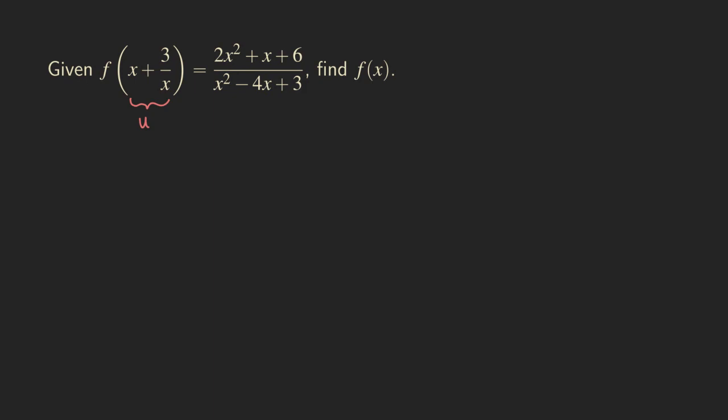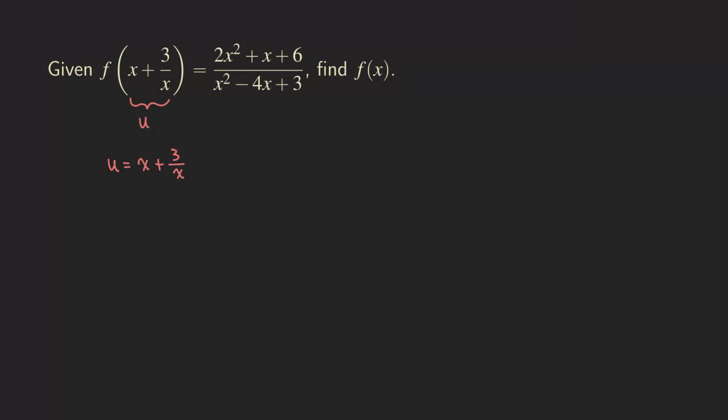So what are we doing here? u is equal to x plus 3 over x. And usually we are going to solve for x and then try to replace all the x's by u, so that we can actually come up with a function. But you can see that if we are solving for x for this equation, it's going to be a lot of trouble. So instead of doing that, we are going to try a different way to do it.